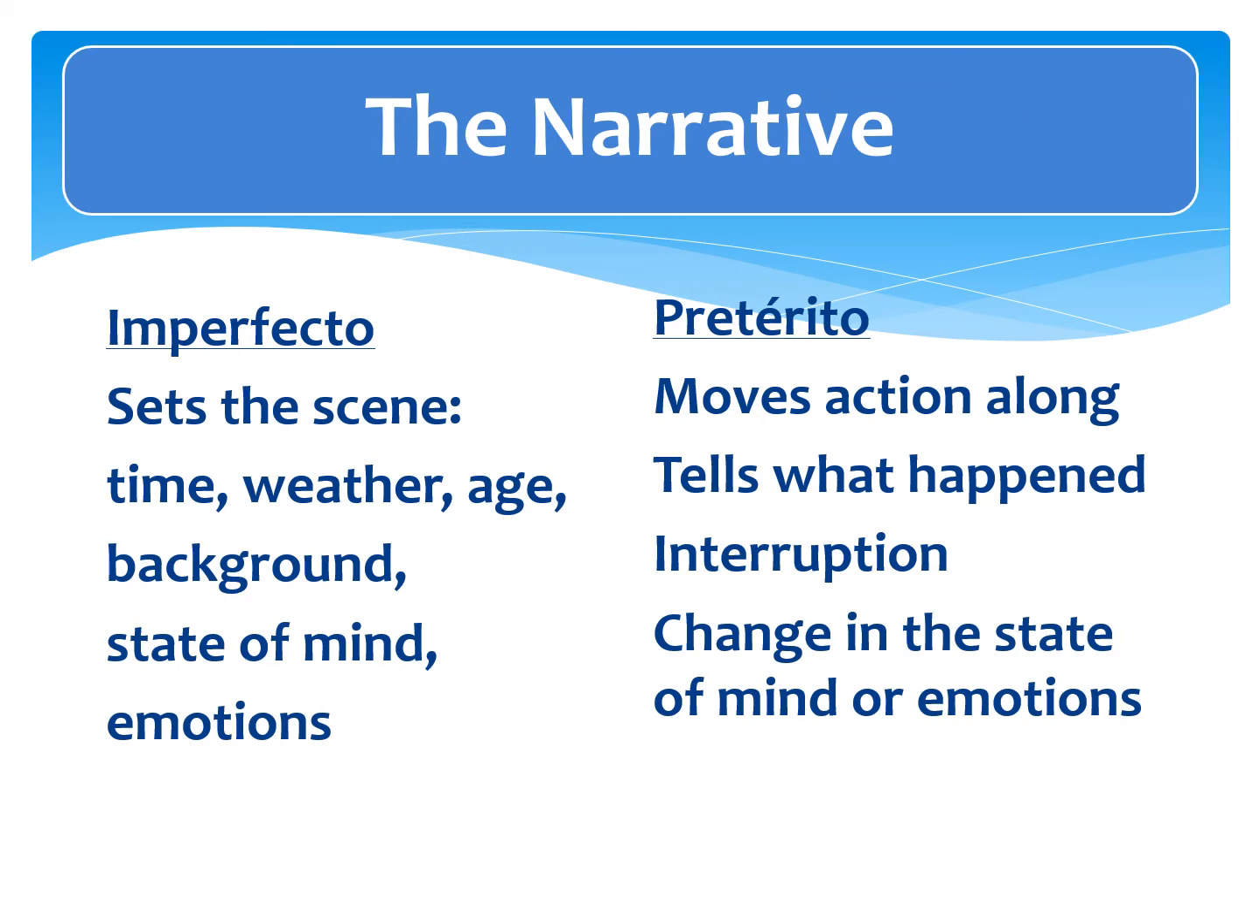Here's another way to think of the preterite versus the imperfect, if you think of it as a story or a movie setting. The imperfect sets the scene, what the background was like. The preterite are the actions that happen throughout the story.